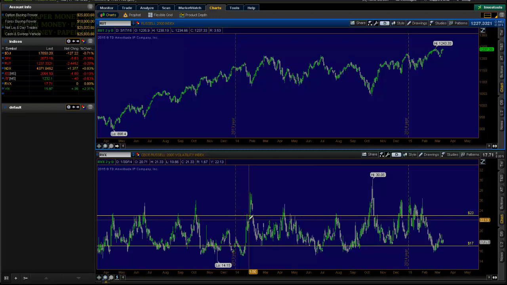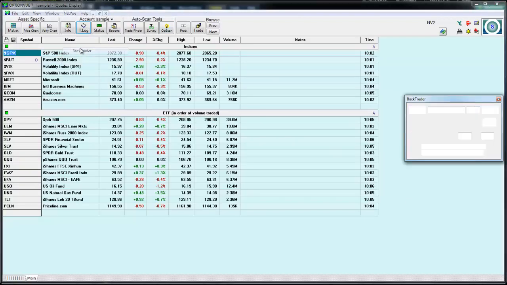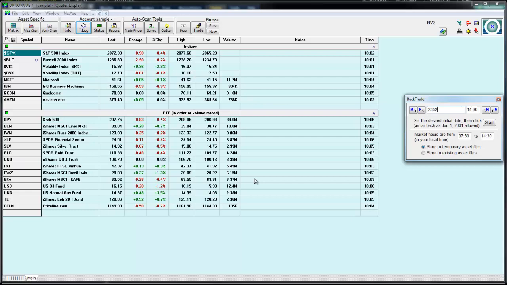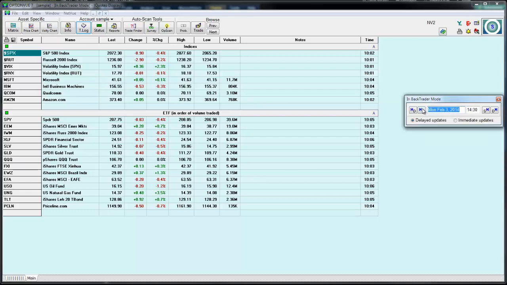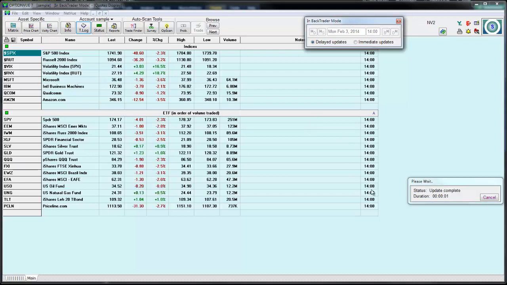So I think the best thing to do is to start right here, this area, about the beginning of February, and show you how a trade handles coming out of high volatility back down into lower volatility. So let's do this. Let's go into BackTrader, February 3rd. And we'll just go right to the end of the day here and use some of these examples and illustrations to show you how all these Greeks relate to one another.